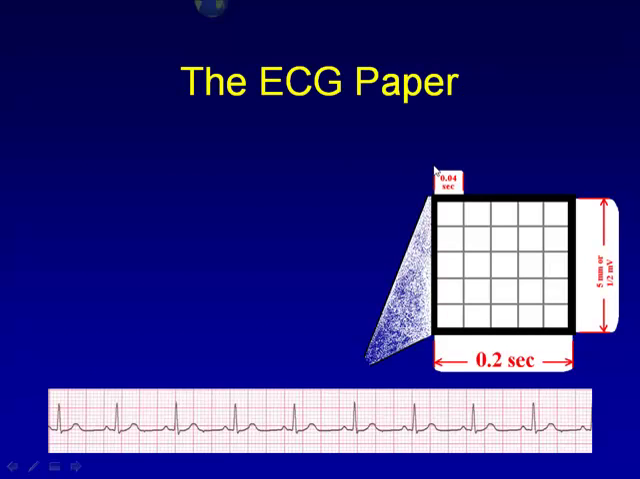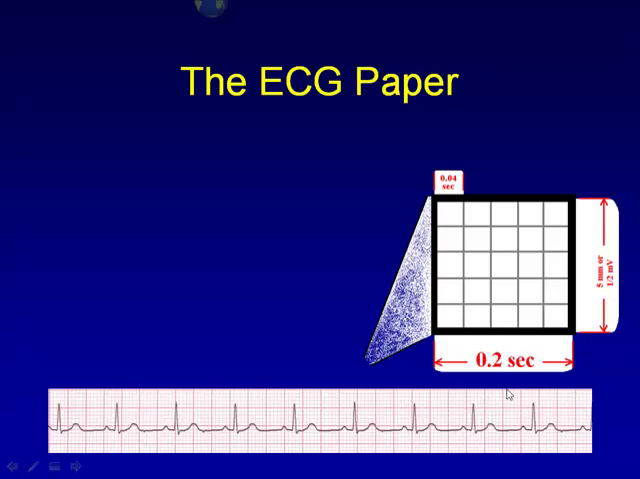Okay, now we completed our discussion about the heart, how the action potential is generated, where it is generated from, the pathway of the generation, and how it appears on the ECG. Now we have to speak a little bit about the ECG paper. What do you know about the ECG paper? Yes, this is a very common type of ECG paper that we can see everywhere. We have very small squares and large squares.